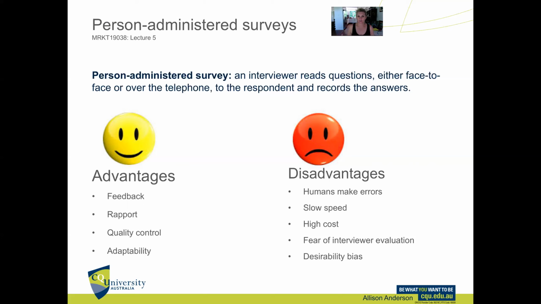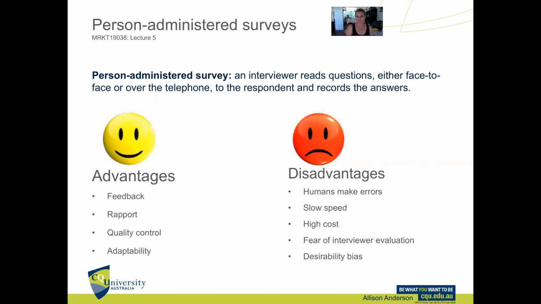The disadvantages are that humans make errors. So while you're recording things, you might not get it right. It takes ages. It can cost a lot because it takes ages, because usually you've got to pay someone to do it, or your time actually costs you as well.